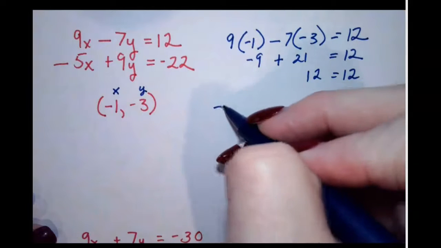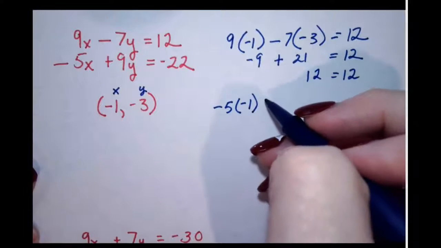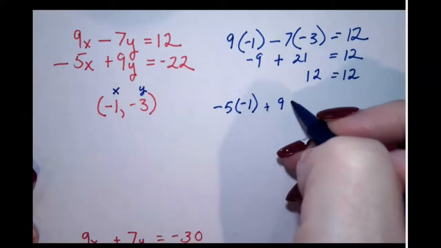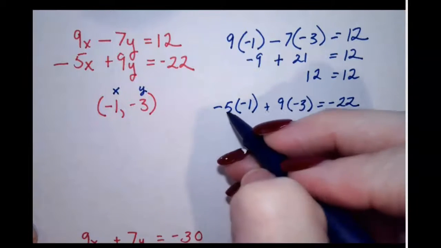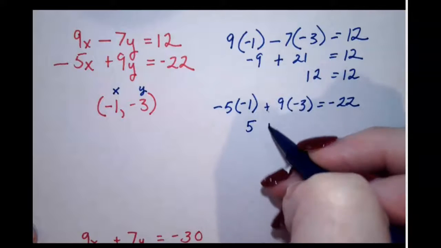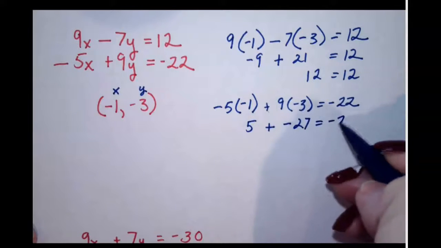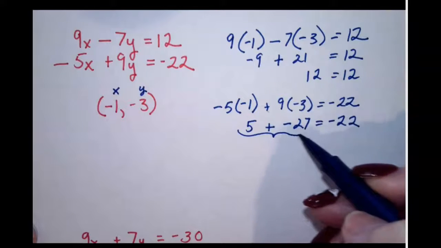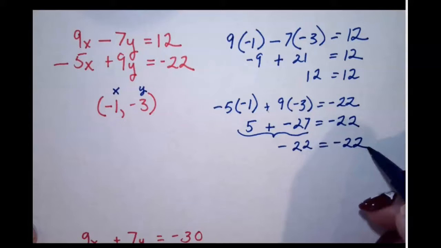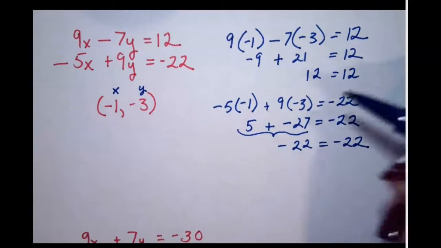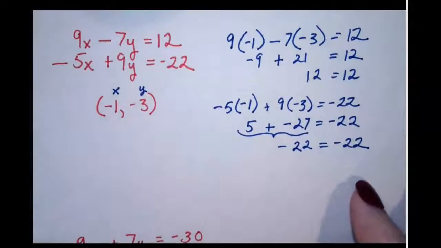So here we go. Negative 5 times negative 1, okay, plus 9 times negative 3 is supposed to equal negative 22. Well, a negative times a negative is a positive 5. Negative 3 times 9, that's negative 27, equals negative 22. And when I join those two together right there, I do indeed get negative 22 equals negative 22. An answer to a system has to be an answer to both of them.